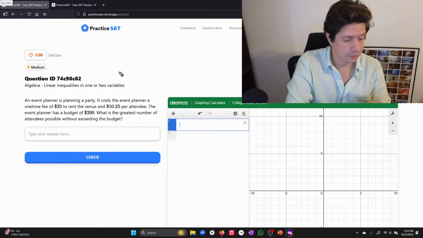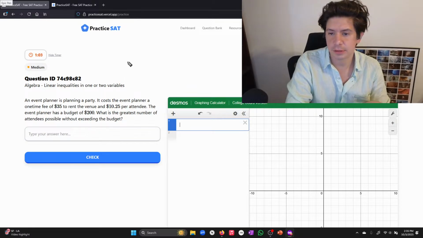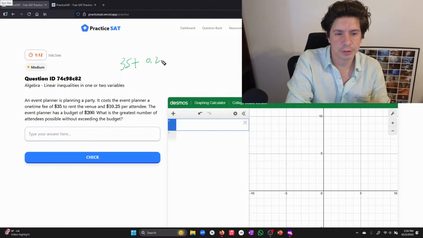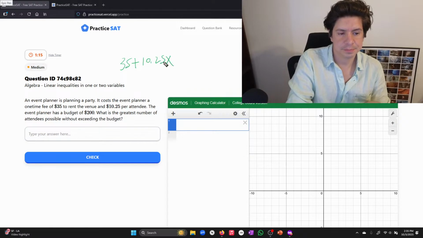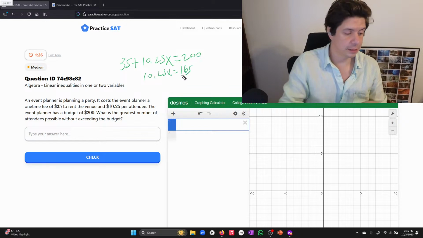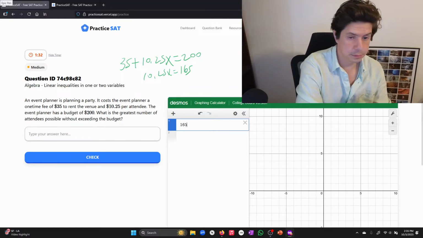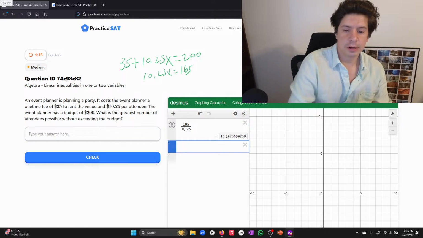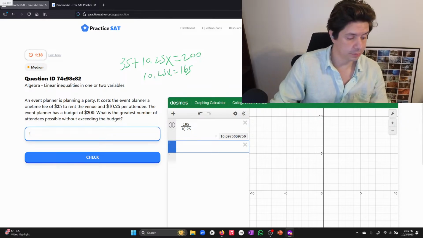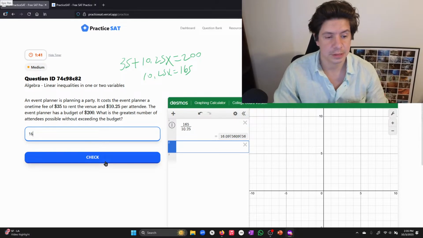So for this one here, let's see, the cost to the event planner is a one-time fee of $35, so it's 35 plus 10.25x equals 200. So 10.25x equals 200 minus 35, which is 165. So I'm going to divide that by 10.25 to get it. What is the greatest number of attendees possible? It would be 16 because you have to have a whole number of attendees. And that should be it.